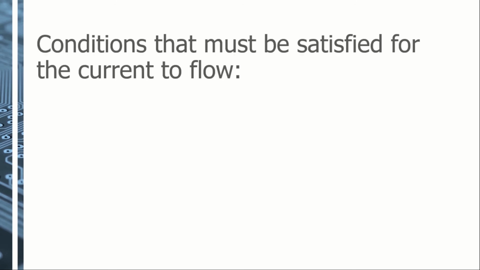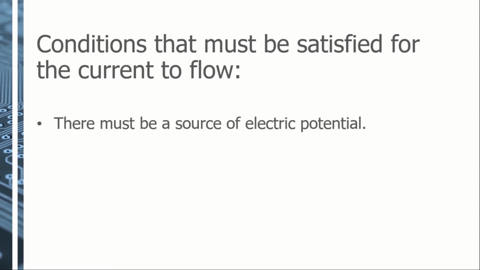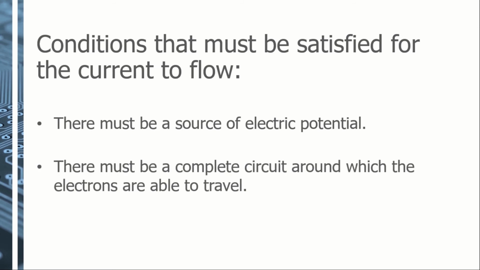For a current to flow, there are conditions that must be satisfied. First, there must be a source of electric potential that pushes the electrons to flow. There must also be a complete circuit around which electrons are able to travel. This is the function of the switches. It effectively cuts the continuous flow of electrons in a circuit, thereby stopping the electron flow.